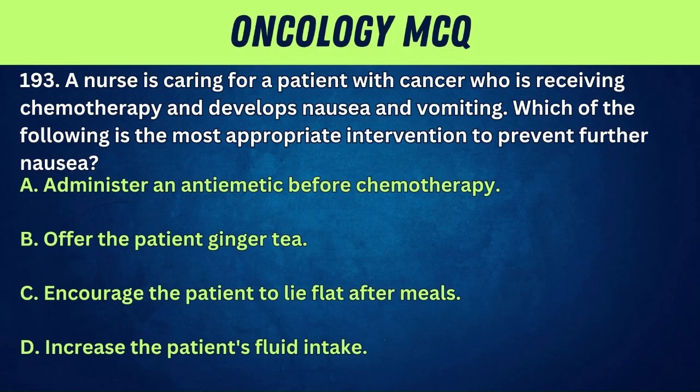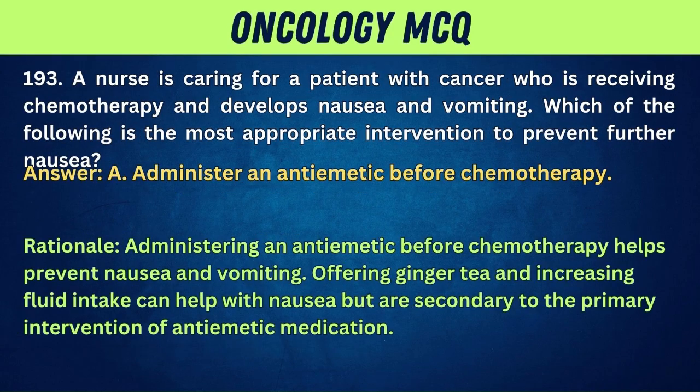B. Offer the patient ginger tea. C. Encourage the patient to lie flat after meals. D. Increase the patient's fluid intake. Answer: A. Administer an antiemetic before chemotherapy. Rationale: administering an antiemetic before chemotherapy helps prevent nausea and vomiting.